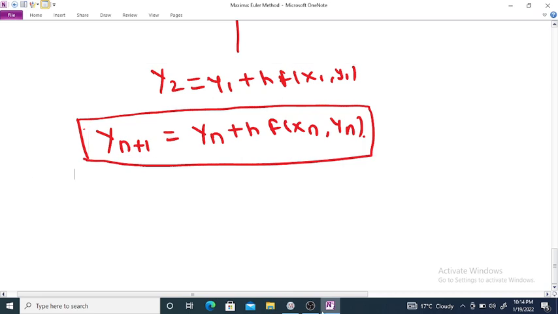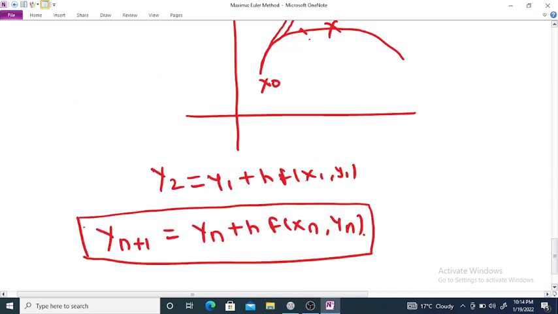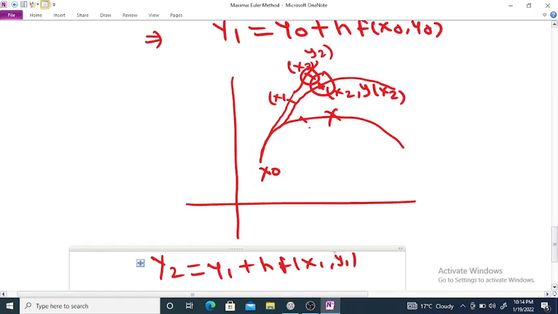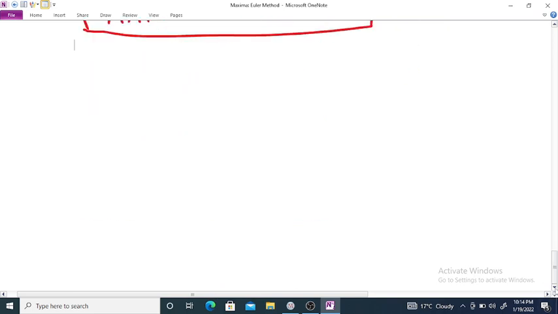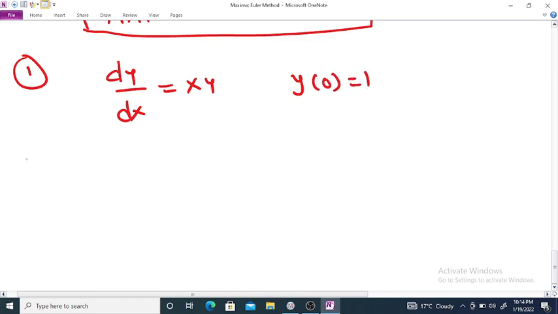Now take a simple example. Solve the differential equation dy by dx is equal to xy, first example, with initial condition y of 0 is equal to 1, and we want to find the value of y of 0.5, with h is equal to 0.1.